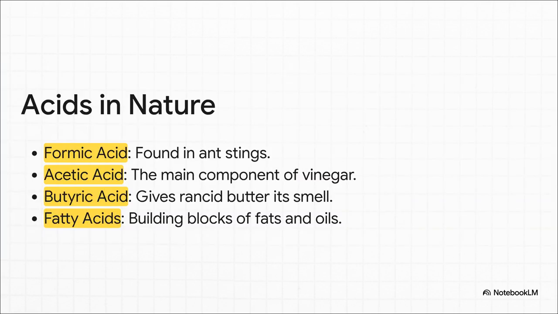And you find these acids all over the place in nature. Formic acid, that's literally the sting in an ant bite. Acetic acid is what gives vinegar its sharp kick. Butyric acid, well, that's the not-so-pleasant smell of butter that's gone bad. And when you get to the really big ones, long-chain carboxylic acids are what we call fatty acids. The essential building blocks for the fats and oils our bodies absolutely need to function.